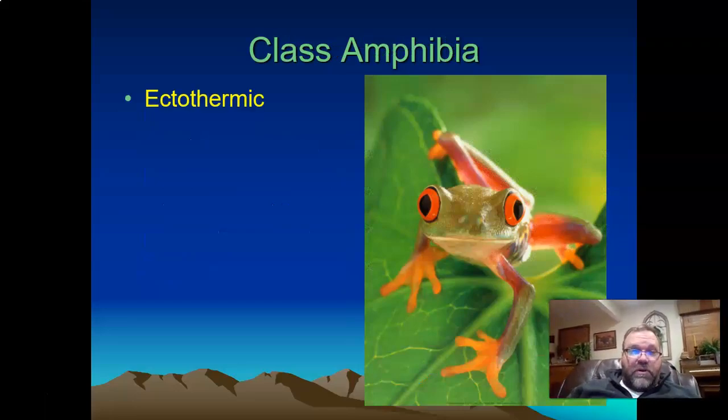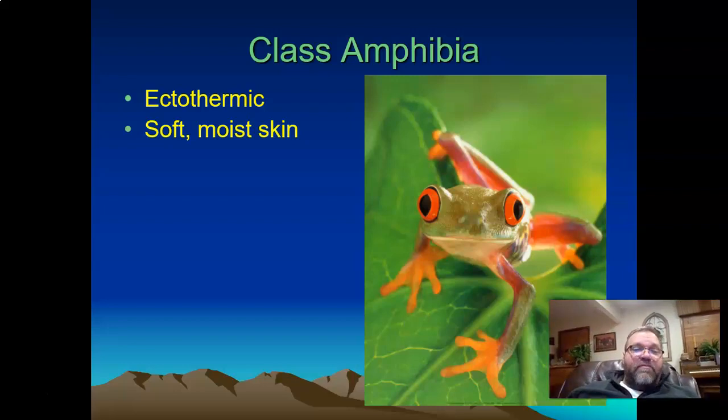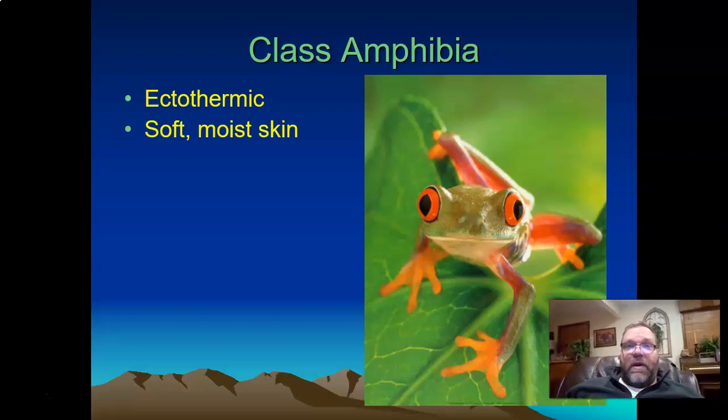Amphibians, we'll talk about them also in the future. They are also ectothermic, cold-blooded. They have moist, soft skin. So the difference between a reptile and an amphibian: reptile, dry, scaly skin; amphibian, moist, wet skin. If you ever have an animal and you're not sure if it's a reptile or amphibian, if it's slimy, think of slimy or wet, it's probably an amphibian.